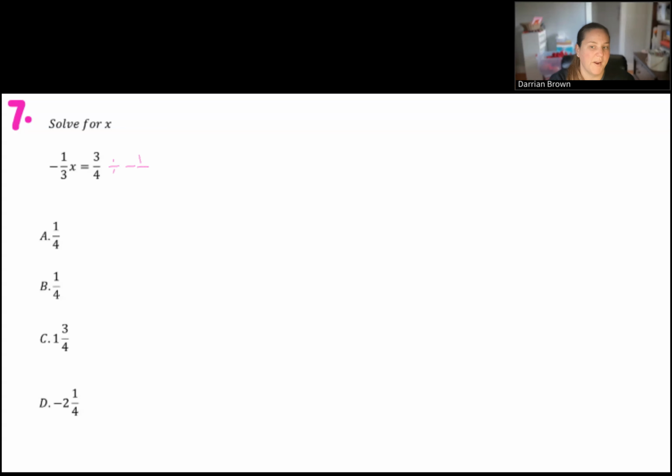Now we've got fractions. What is the acronym that we use to change division to multiplication for fractions? Who remembers what it's called? Reminds me of a chicken restaurant. Yes, KCF, or keep, change, flip.